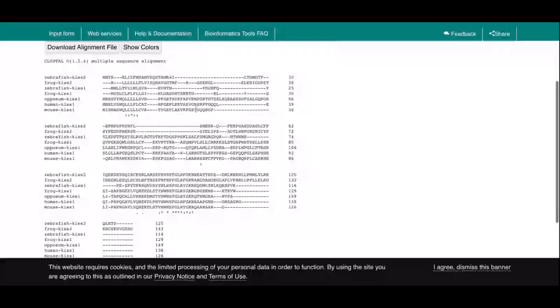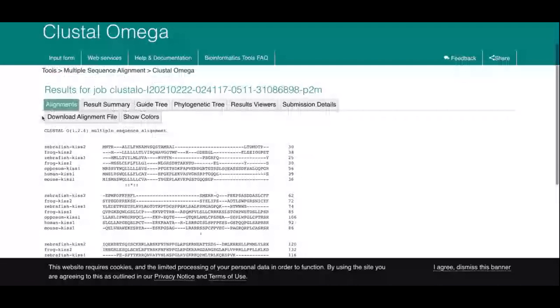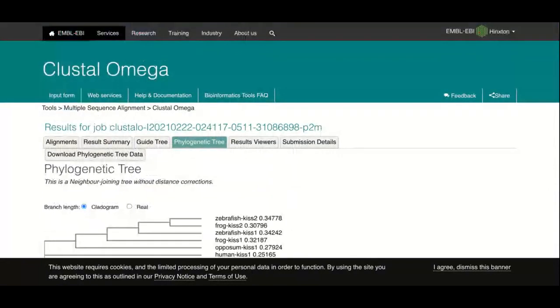For question 6, I wanted to compare the trees that are formed by using Clustal versus using MUSCLE. So I'm going to do Clustal first. I'll show you what you would do. So here, Clustal. If you look up here, we were looking at the alignment, but there are other things you could be exploring.